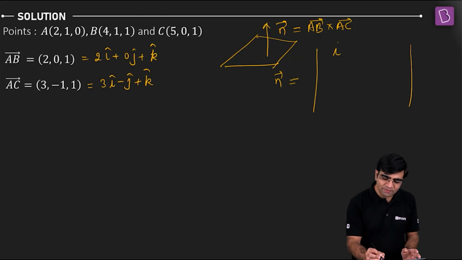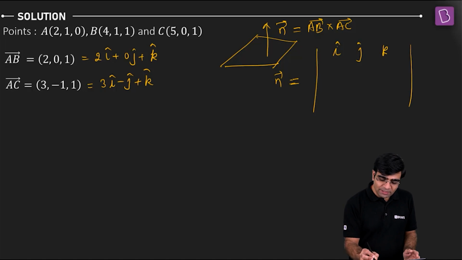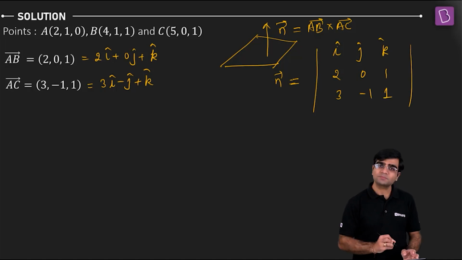Let's say I am assuming vector n to be AB cross AC. It doesn't matter, because this will also be one of the vectors lying in that direction. So a vector in the direction of the normal will be obtained by the cross product AB cross AC. I'll write the components as 2, 0, 1 and this one as 3, minus 1 and 1. Okay, perfect. Let's quickly solve this determinant.